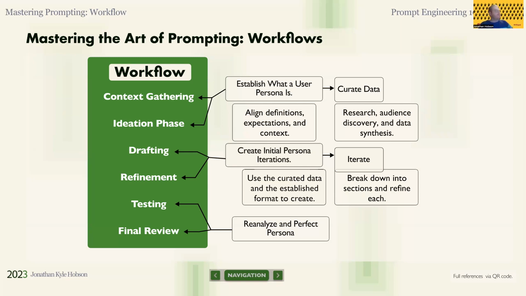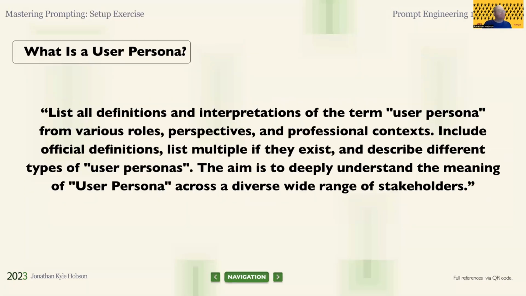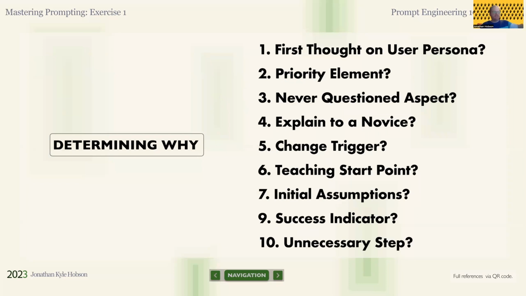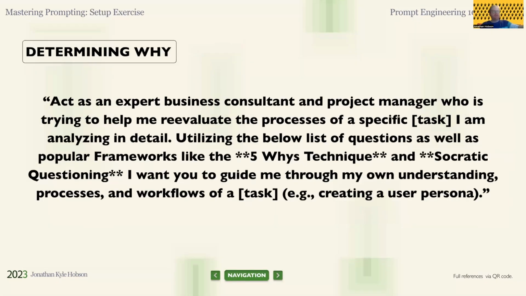This is a generic workflow that I go through. And the first thing I do is context gathering. This involves not only figuring out what context there is to gather, but also how I'm going to curate that data, how I'm going to curate context. And this exercise was all about figuring out what context is needed, figuring out what user persona means to other people.